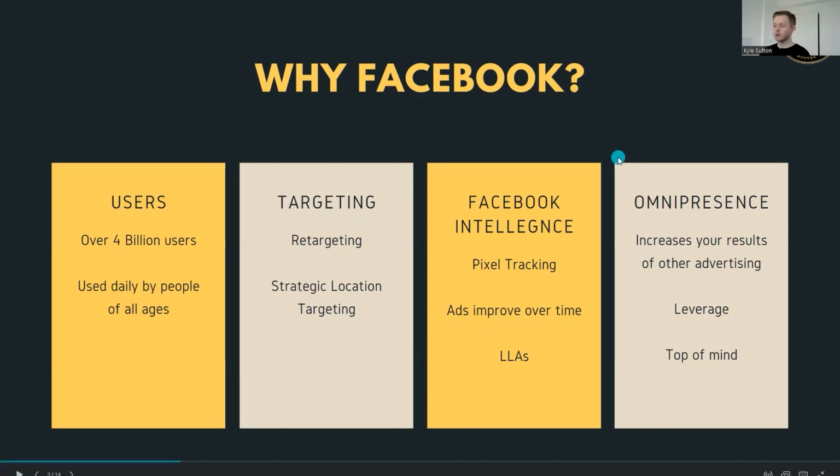Now, last one here is the omnipresence. Now, omnipresence is one of the biggest things that are able to get real estate agents more business by staying top of mind. Essentially, what I mean by omnipresence is that you are everywhere. And what it does, it allows you to increase the results of your other advertising, even your prospecting. So your traditional prospecting, like cold calling, door knocking, or if you're doing any other types of advertising, what you can do is you can leverage the Facebook ads to stay top of mind with your prospects, with your potential clients, and it allows you to be their first thought when they're looking to buy, sell, or invest.